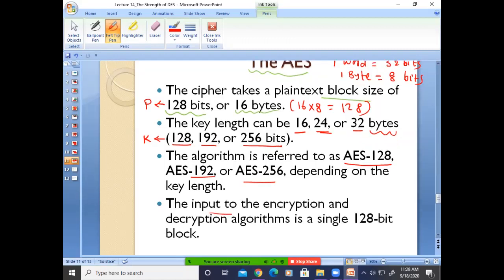So the input to the encryption and decryption algorithm is a single 128 bit block. It is not multiple blocks of 128, but we will convert into bytes and store them, one byte at a time or multiple bytes at a time. Up to now it's clear. Please remember the block size and the key length. Key length is not fixed, minimum 128 to maximum 256. How it will be taken, we'll see in the block diagram.